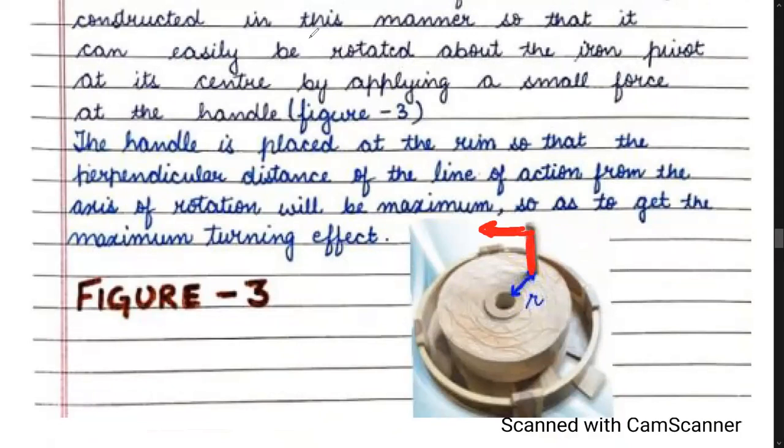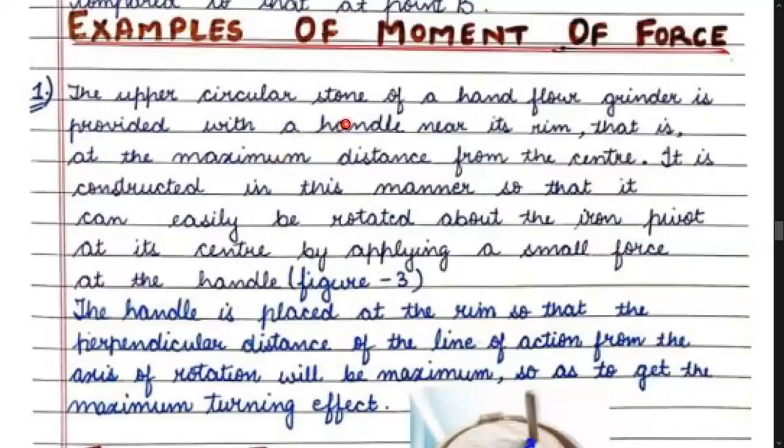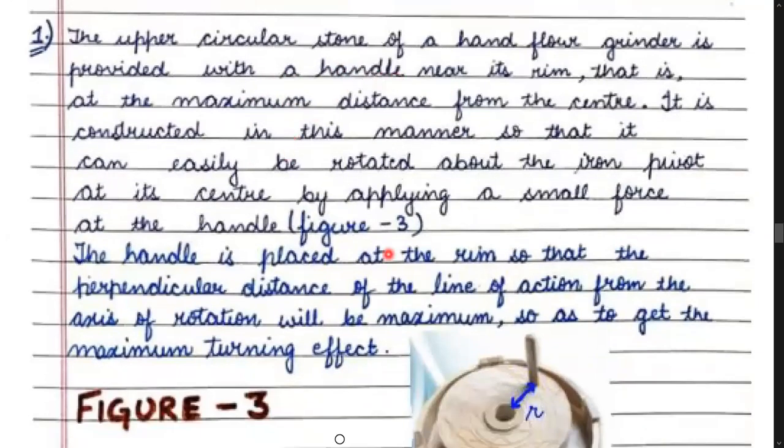This rim is not situated near the pivoted point, because if it is near the pivoted point, more force has to be applied to rotate the stone. It is basically at the farthest end, such that very less force is applied and it is easy for you to rotate the stone. So children, the upper circular stone of a hand floor grinder is provided with a handle near its rim, that is at the maximum distance from the center.